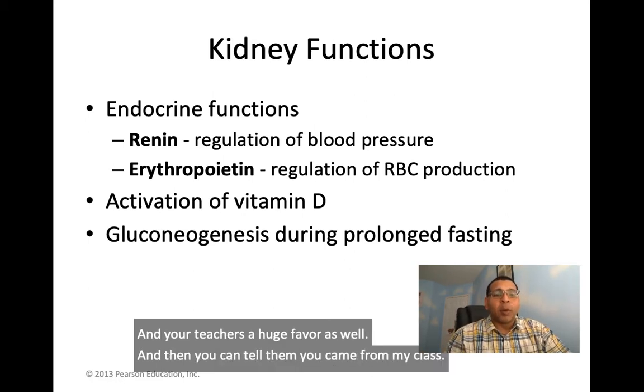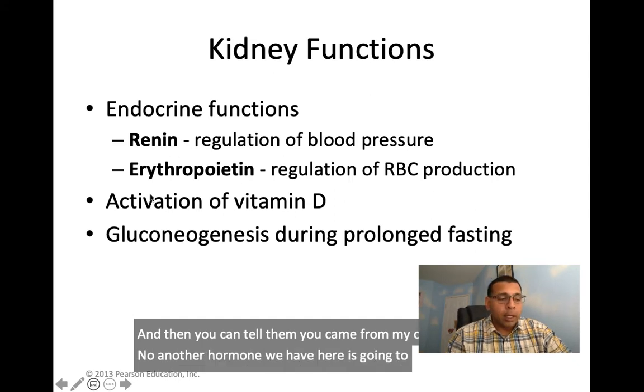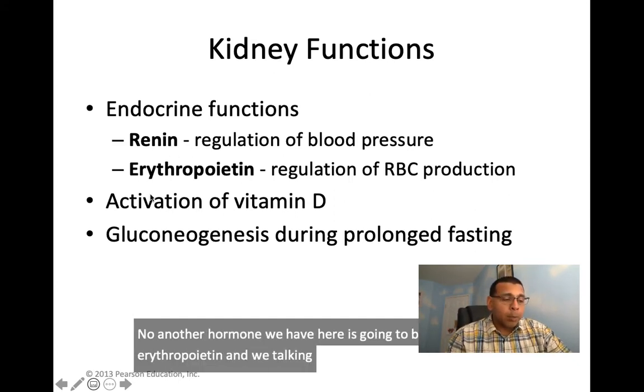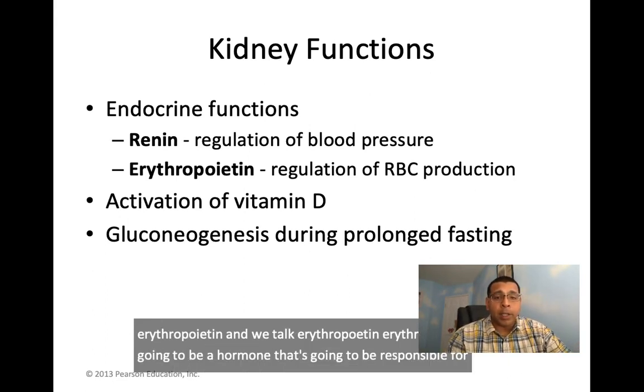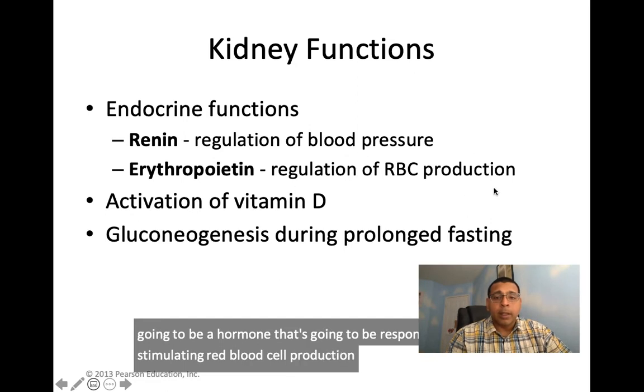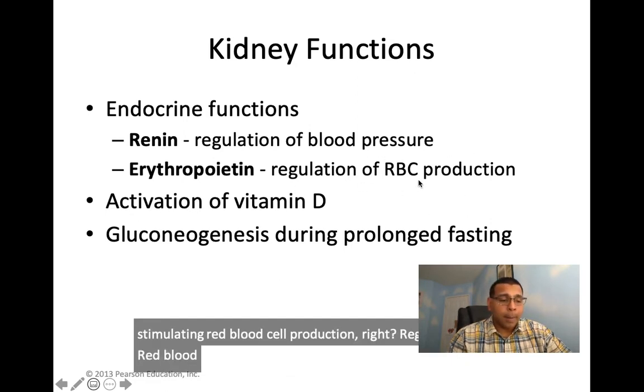Another hormone we have here is erythropoietin. Erythropoietin is a hormone responsible for stimulating red blood cell production. It regulates red blood cell production, amongst a couple of other things as well.